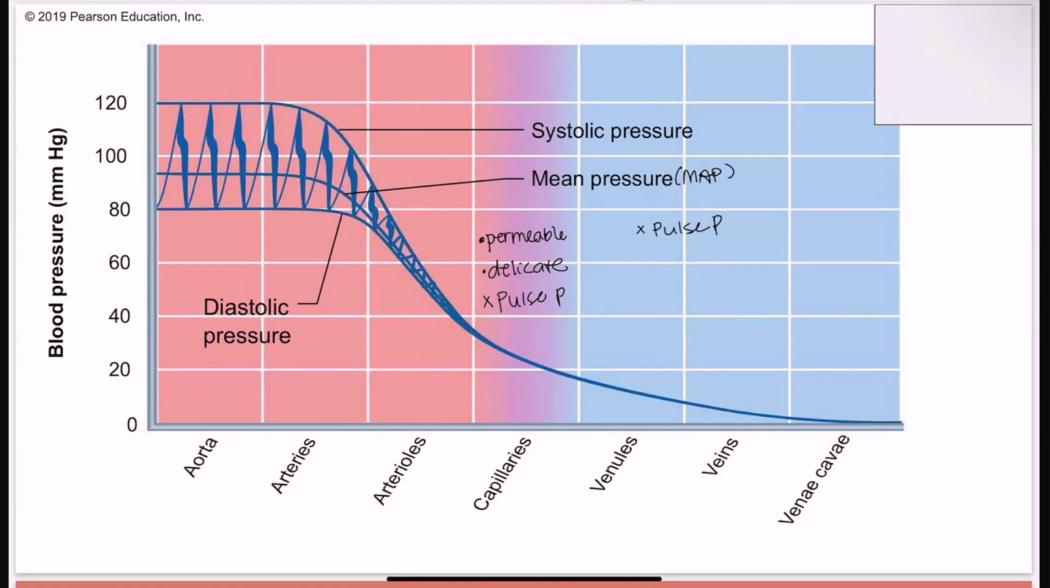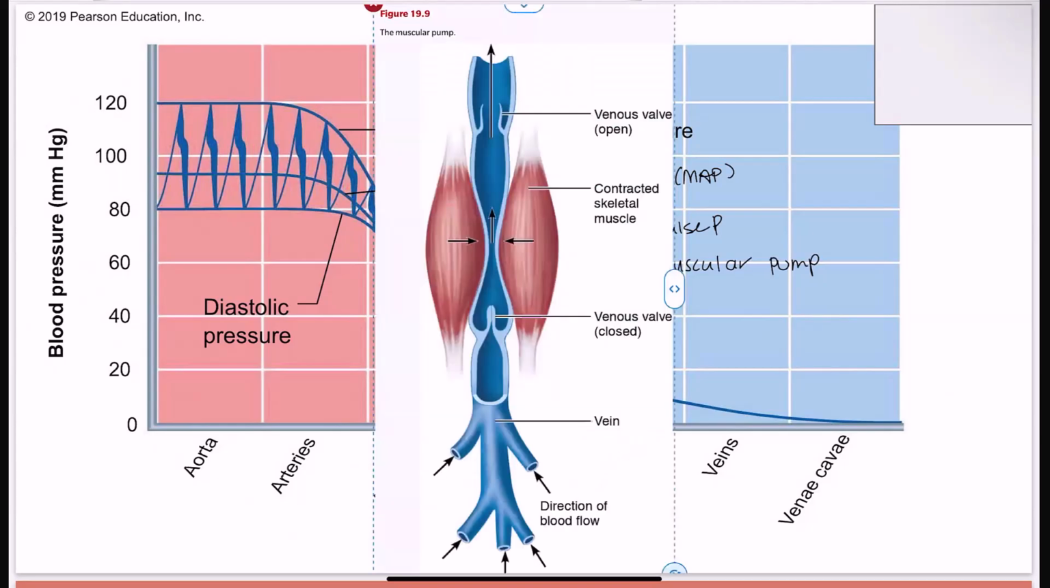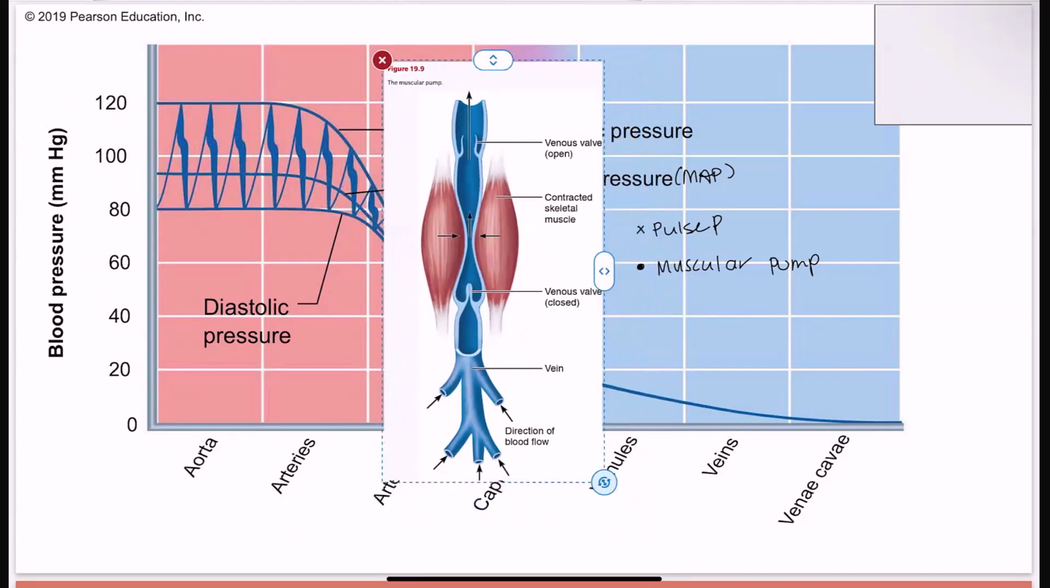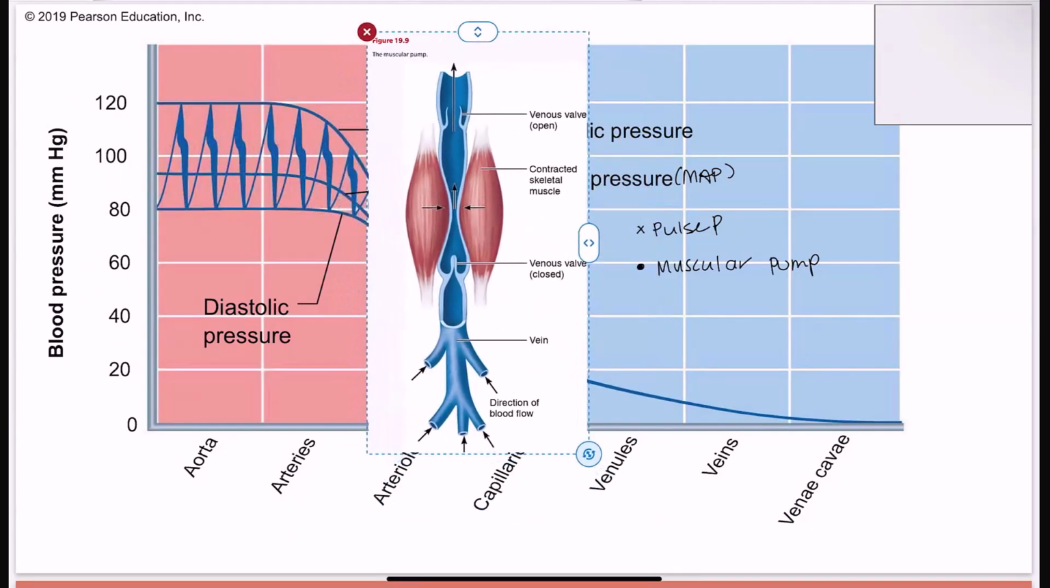Because we have less pressure, we need help getting that blood back to the heart. And there's three mechanisms through which this works. Okay, so one of those mechanisms to help blood get back to the heart in your veins is called the muscular pump. And I have a picture of it from our textbook rather. So I'm going to paste that in here real quick. I'll delete it after I'm done talking about it so it doesn't obscure our view.